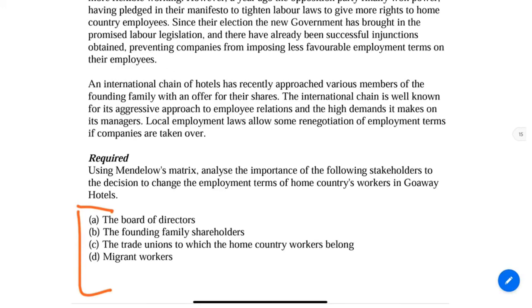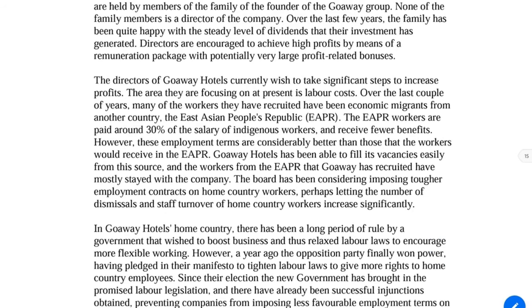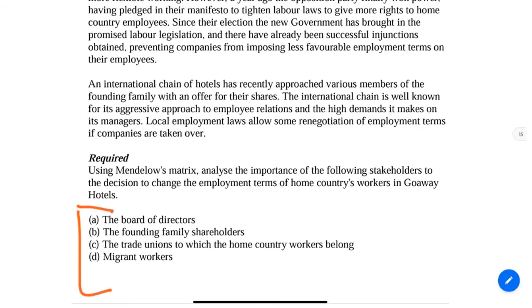We have to look at what the situation is and what the case study is. Remember, you have to run through the whole case study and the readings before you decide which quadrant you need to go to. This one, I will leave for you as your homework as well.